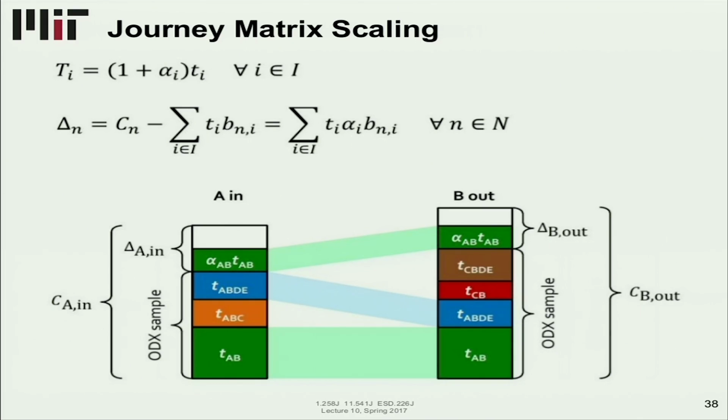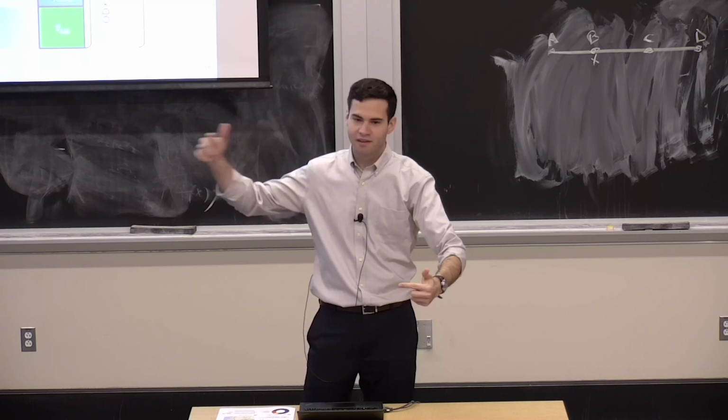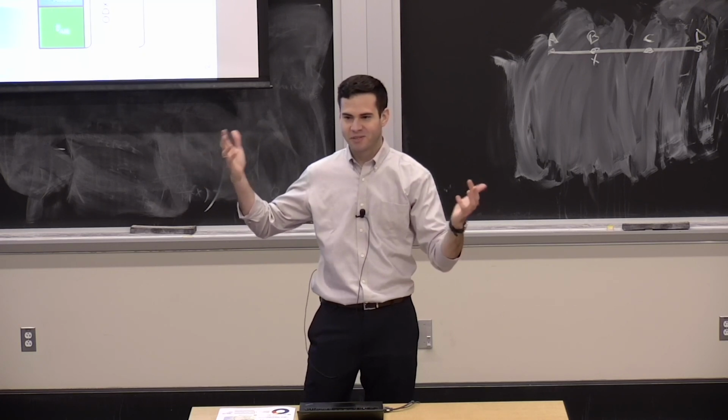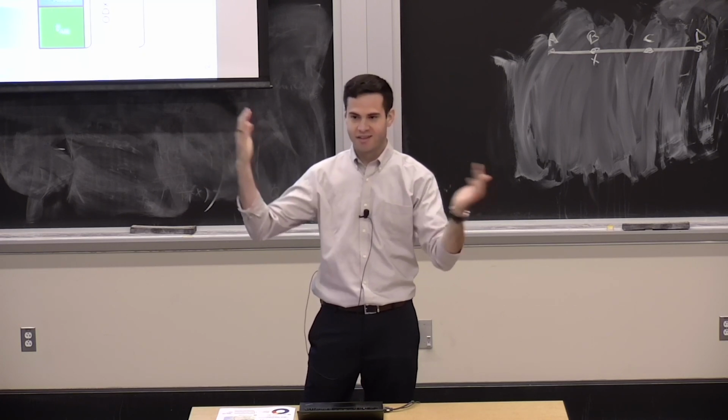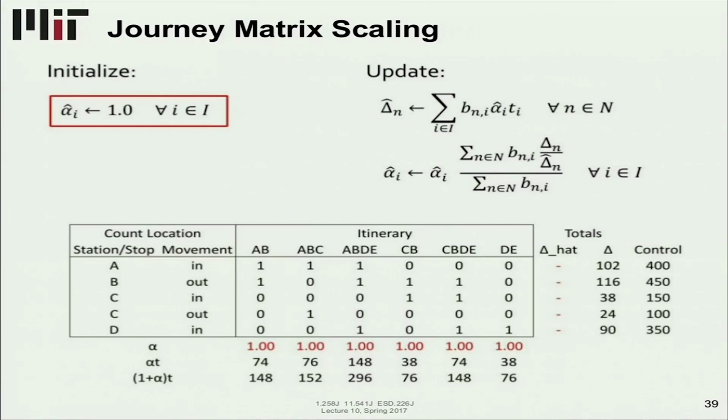We have two equations on vectors, right? We have it on control nodes, and we also have it on itineraries. So we're back to the same situation. We can do IPF on itineraries and count nodes. And that's what we do. We initialize, and if we have better data, we could initialize with a good seed matrix. Otherwise, you could initialize to 1.